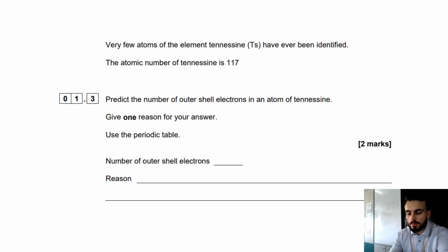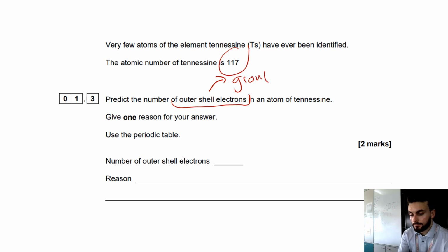This question is talking about tennessine. Very few atoms of the element have ever been identified. This is the atomic number, which is kind of irrelevant for this question. Predict the number of outer shell electrons of an atom of tennessine. As soon as it says outer shell electrons, I am thinking group. Give one reason for your answer and use the periodic table.